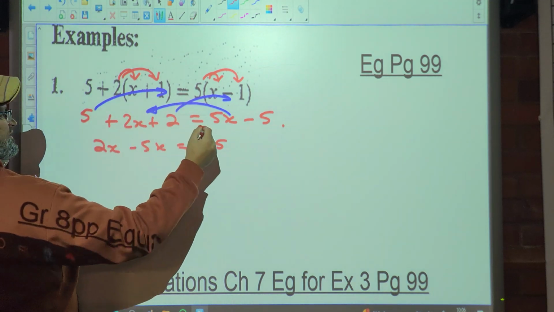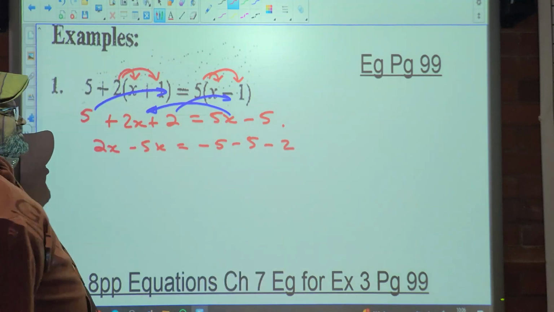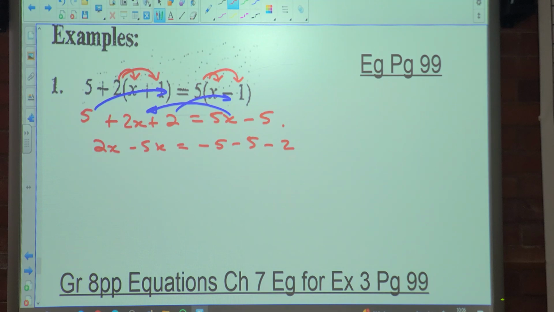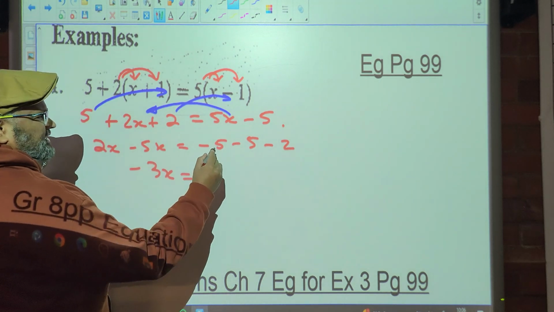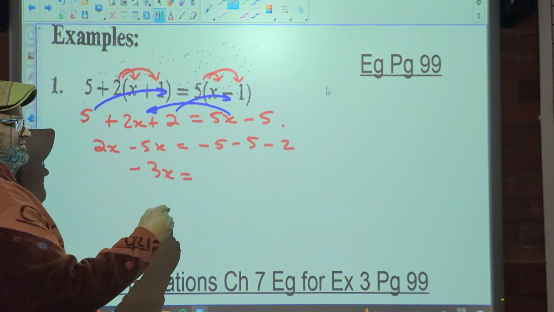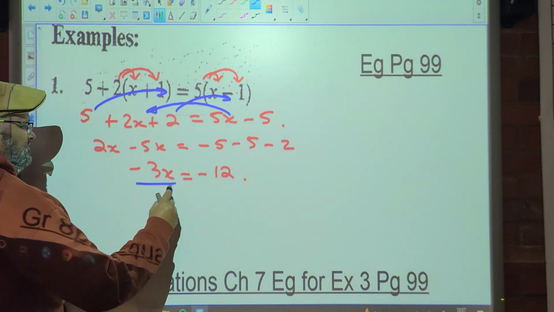Sorry? Negative 5, yeah? You take the 5 over, positive becomes negative. So add the like terms quickly. So what's 2x minus 5x? Negative 3x. Equals negative 5 minus 5 minus 2? Negative 12. Do I leave it like it? No. The question says, solve for x. So how do we get x on its own? Divide by negative 3 both sides. Not so?